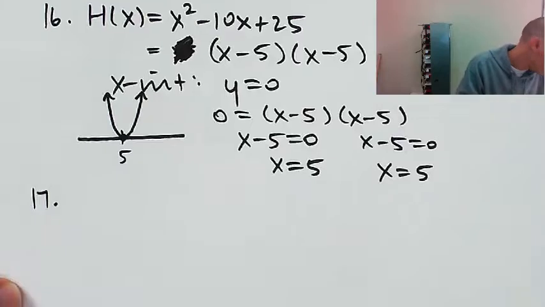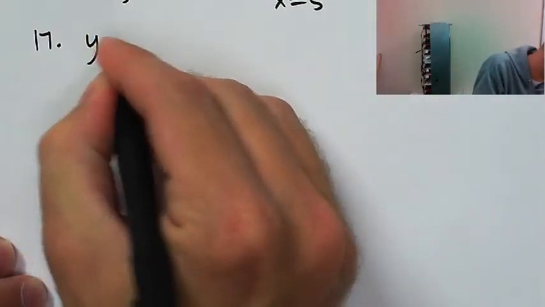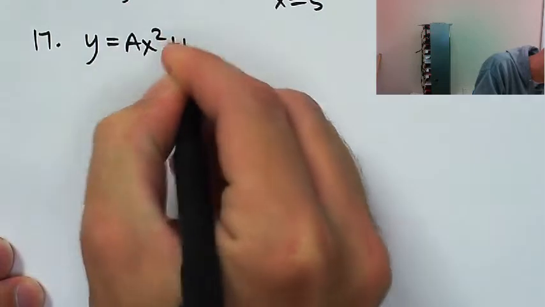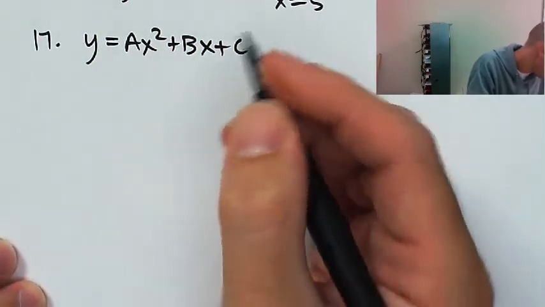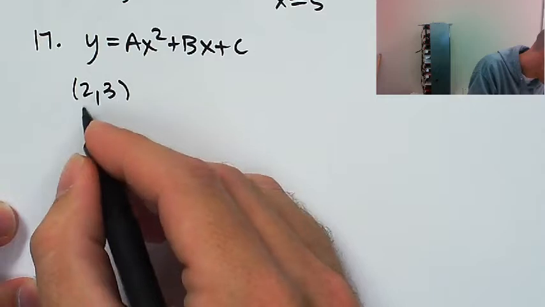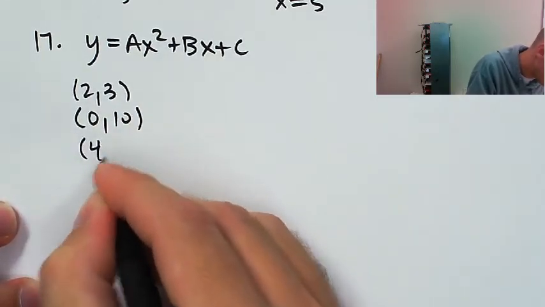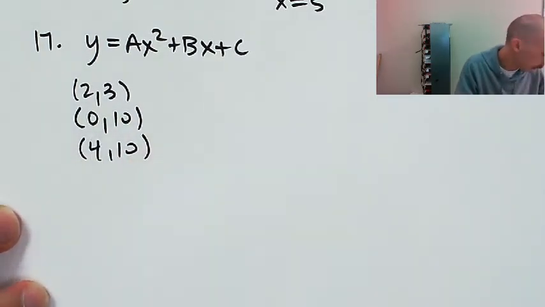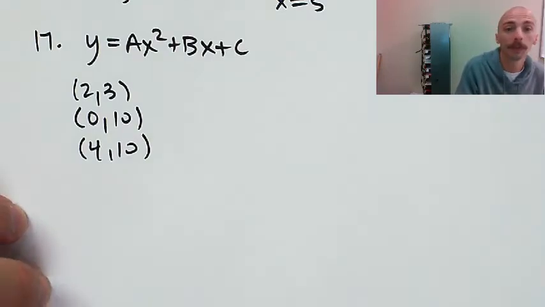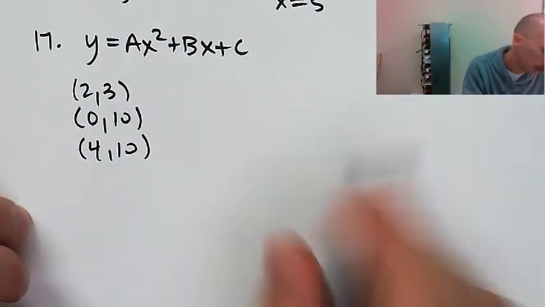All right, number 17. The graph of y equals ax squared plus bx plus c. So we know it's a parabola. It passes through the points 2, 3, 0, 10, which is a y-intercept, and 4, 10. Find the coordinates of the vertex, the y-intercept, and the axis of symmetry. We're going to need to draw a picture, because obviously there's something we're supposed to see here.